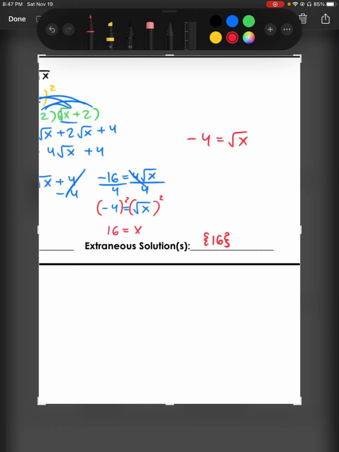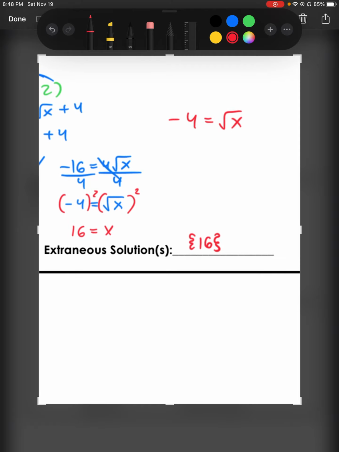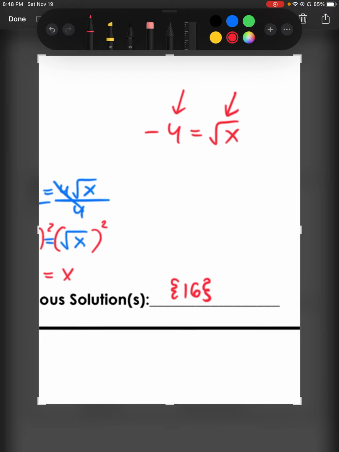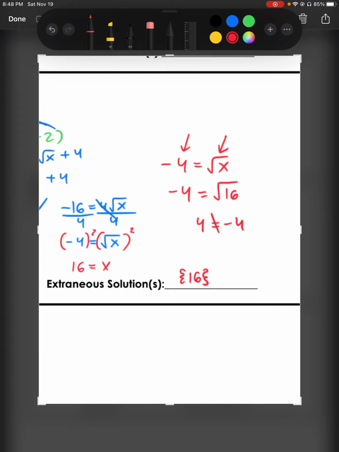Well, the only way that I'm going to be able to take the square root of a number and get a negative is if we're talking about imaginary numbers. It's not possible to take the square root of a number and get a negative 4. It would be possible if it was negative 4i, but there's no imaginary indicator there, so for that reason, we can see there is no actual solution. And if you don't believe me, you can go ahead and plug 16 back in. You would get 4 equals negative 4, which is extraneous.